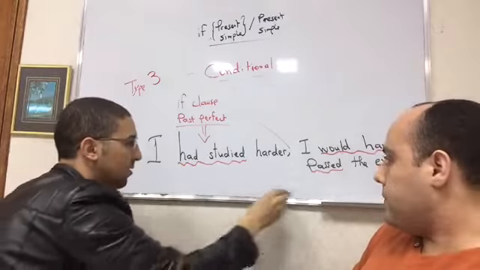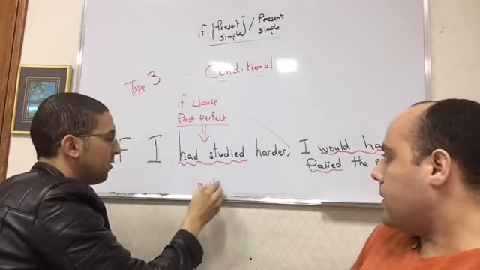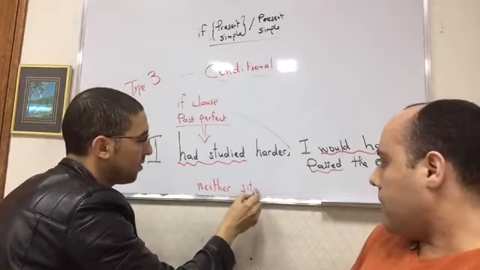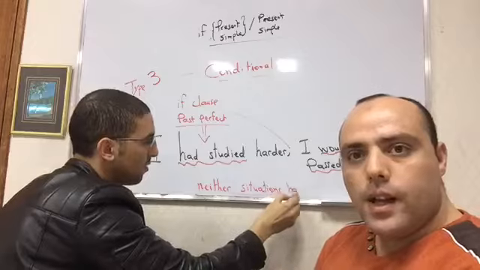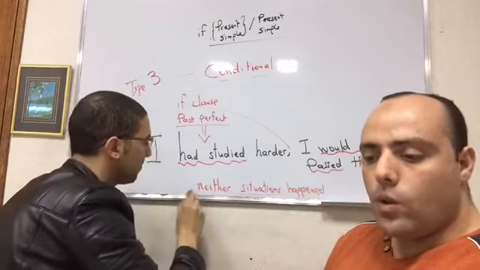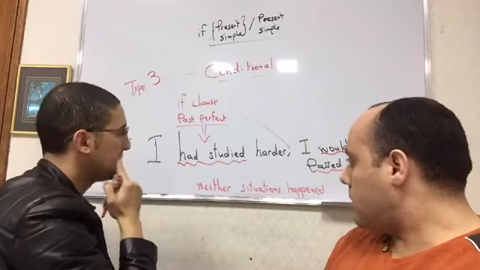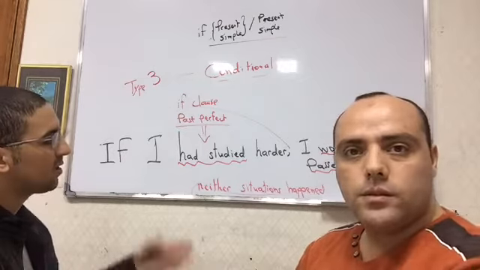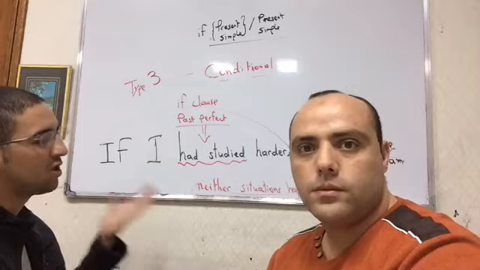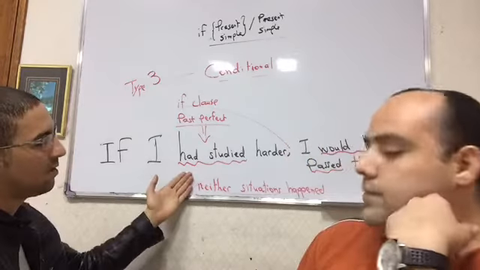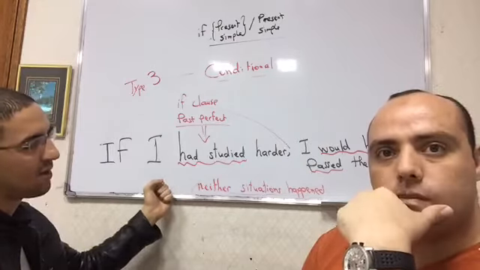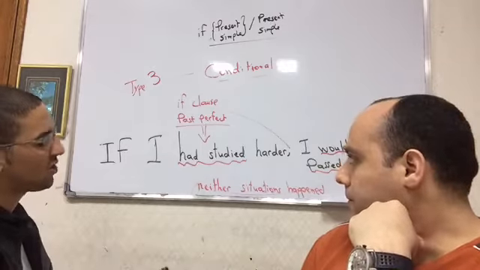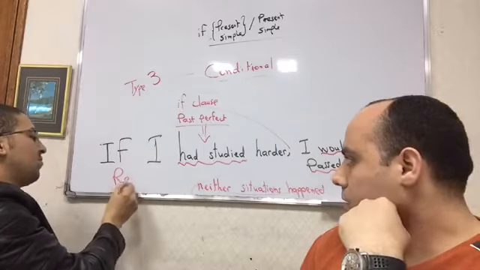Neither of the if clauses happened. Neither situation happened at all, so they are both impossible. If I had studied harder, this is in the past. It means that I did not study harder. I would have passed the exam means that I did not pass the exam. This is the result. So here I'm regretting. It's regret.